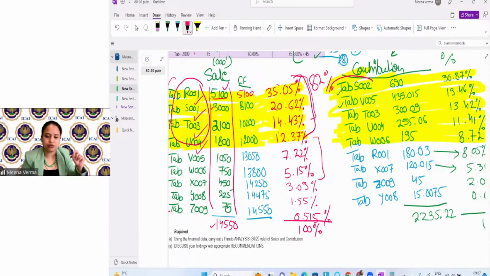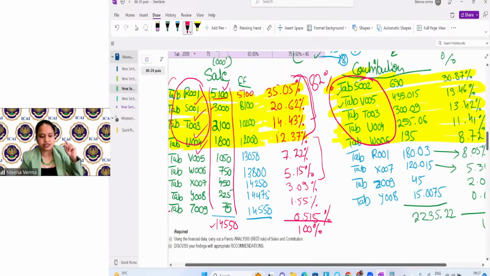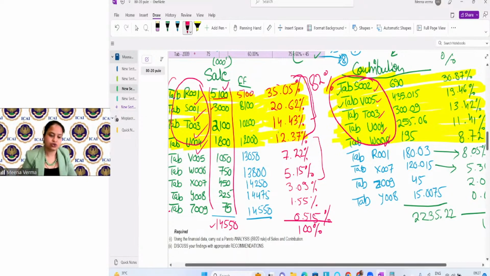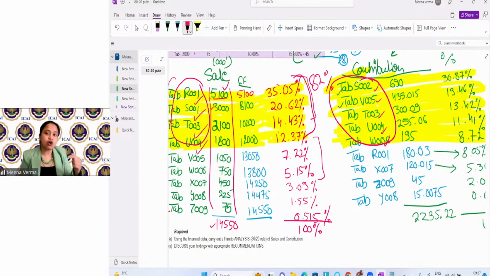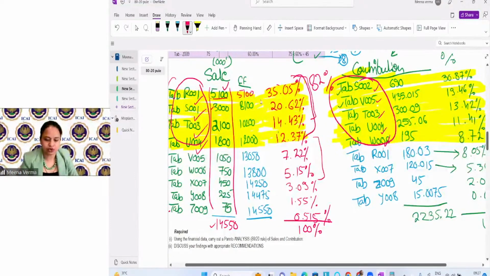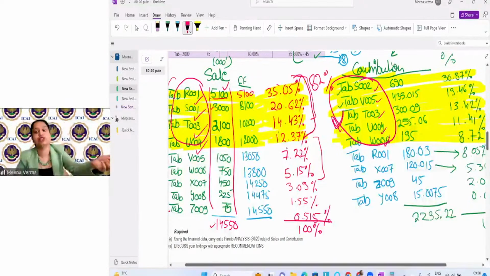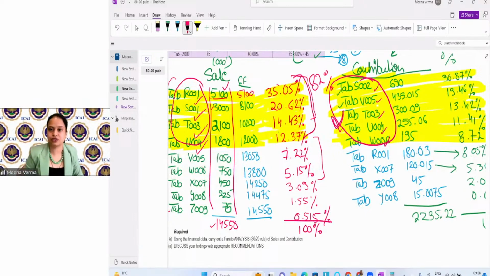But if you see the contribution, these tablets S002, V005, T003, U004, W006 will give the highest contribution to the company, right? So these products will give the highest sale and these products will give the highest contribution to the company. Accordingly, we will take the decisions, right? On the basis of sales and contribution, we will see which one is more profitable. If you ask me, I'll say I want to sell these products because these products will give me the most contribution. I'm more worried about earning the profits for the company.